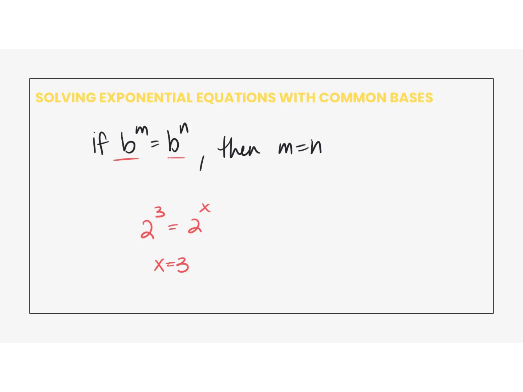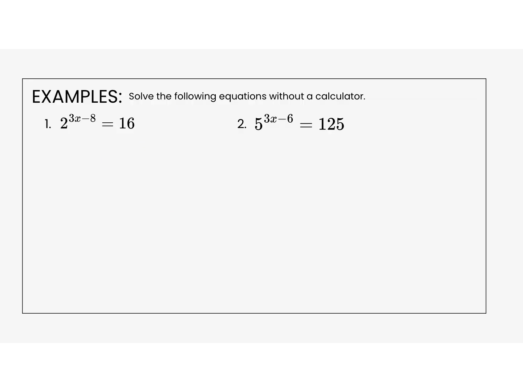So we're going to use that to solve equations without our calculators. Okay, so let's start off here with number 1. We have 2 to the 3x minus 8 power equals 16. So as it is right now, they do not have the same base. I have 2 to this power and 16. However, we can take 16 and rewrite that as a power of 2.